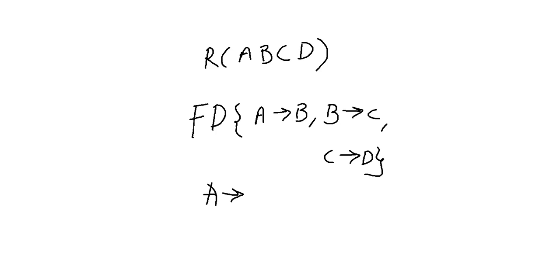Now because of the reflexive property, if I have A, then A can determine A. Now using the FDs you can check, using A I can determine B also. If I have B, then I can determine C also. Using C, I can determine D also. So you can see here, if I have A, then I can determine A, B, C and D.